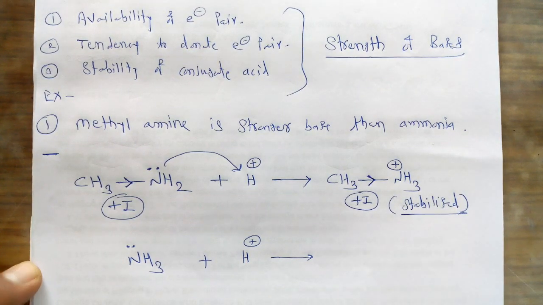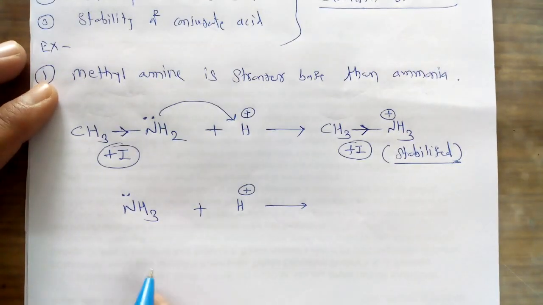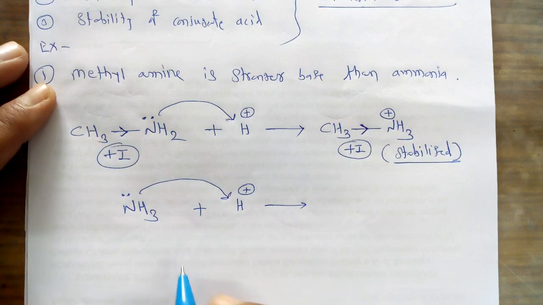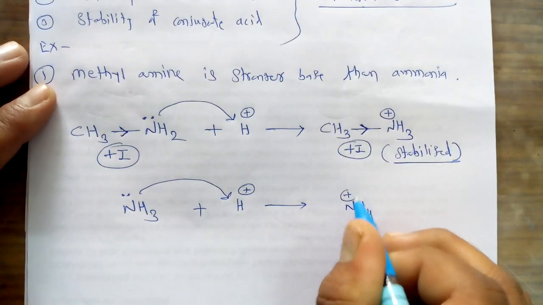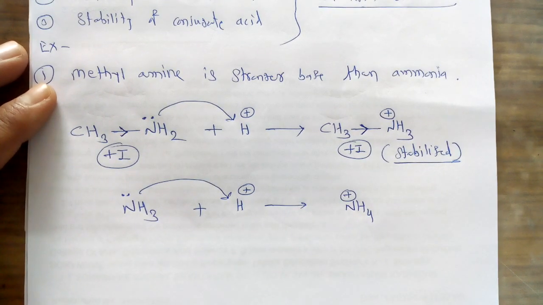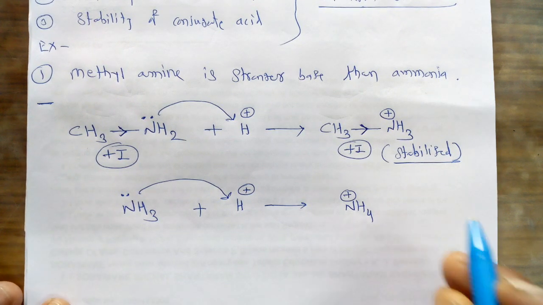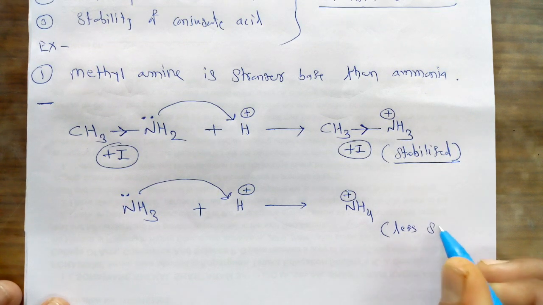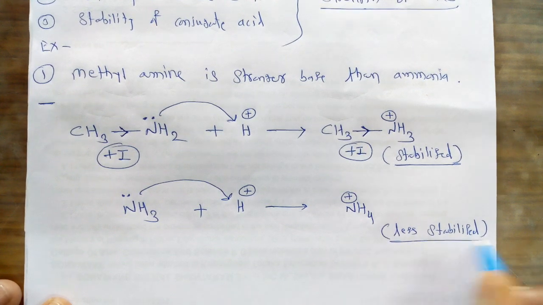On the other hand, when ammonia is considered, what happens in ammonia? This lone pair again attacks this H plus. As it attacks, it forms one conjugate acid, that is NH4 plus. Now in this case, there is an absence of plus I inductive effect, and that's why the stability of this conjugate acid is less. It is the less stabilized.